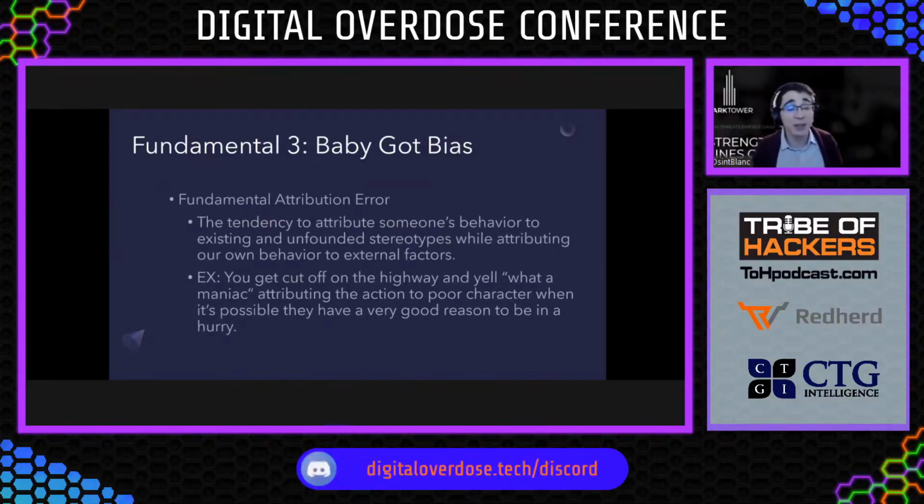The last bias is fundamental attribution error. This is the tendency to attribute someone's behavior to existing and unfounded stereotypes while attributing our own behavior to external factors. For example, you get cut off on the highway and you yell, "What a maniac." That's the PC version. You attribute the action to poor character in the person who cut you off, when it's possible they have a very good reason to be in a hurry. And then maybe you're in a hurry and you cut somebody off and you just think, well, I had things to do, I had somewhere to be, it's okay that I cut them off.